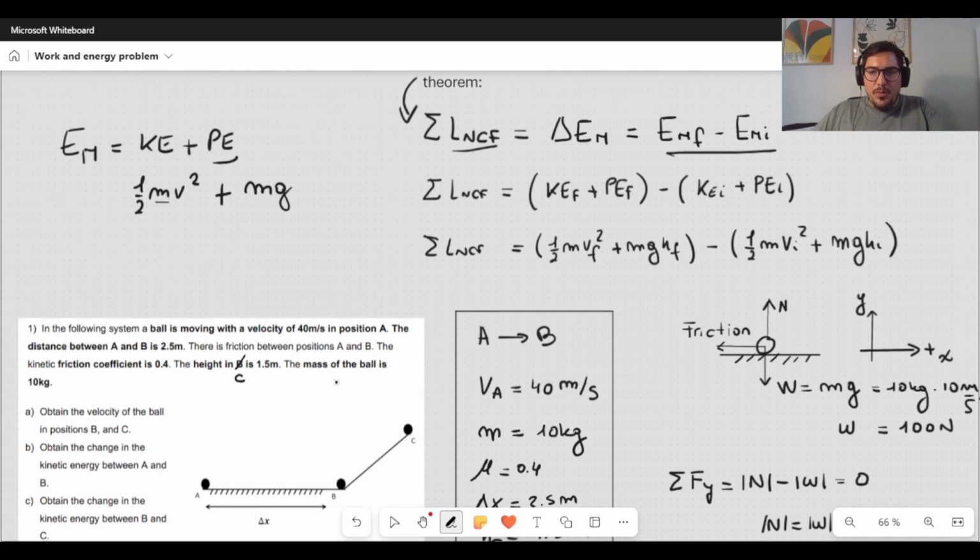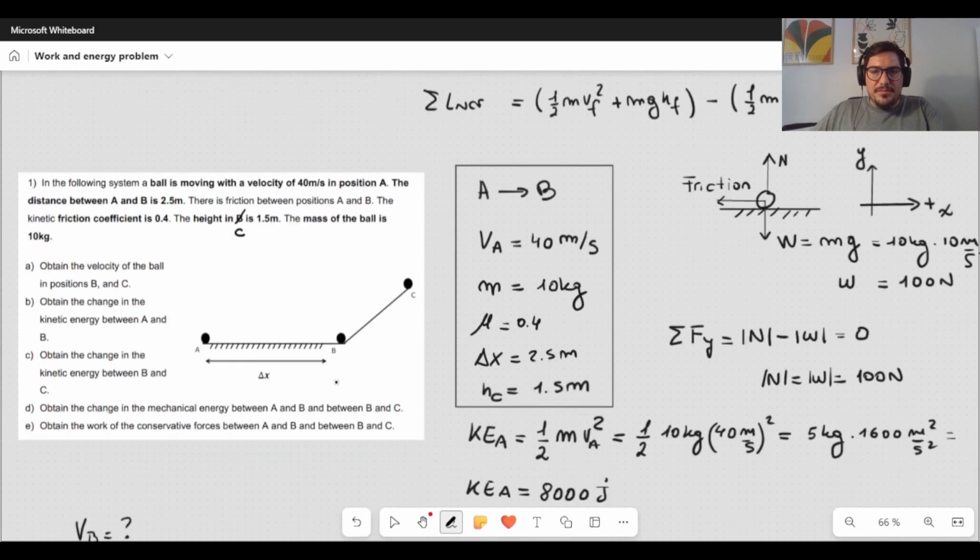Okay, well, now we solve the problem. We are going to discuss what is happening in this problem. Well, we have two parts. Between A and B, we have friction and we have a horizontal problem. First of all, read carefully the statement of the exercise and write down the information that you receive.